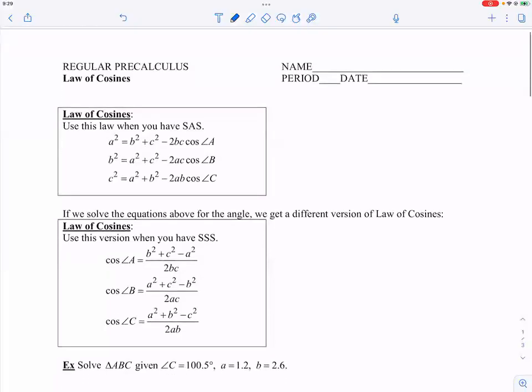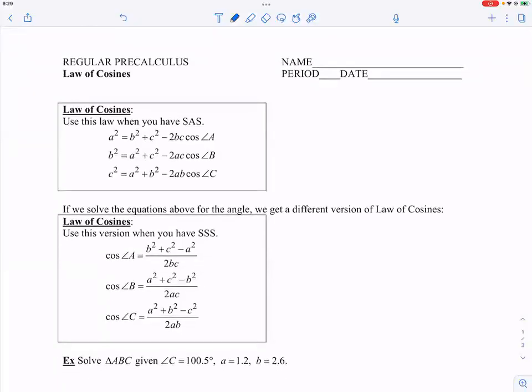So yesterday when we were talking about law of sines, we talked about how if you have two angles and two sides, then you can make use of the law of sines to find the missing item. It could be a missing side or a missing angle. Just make sure that you know.